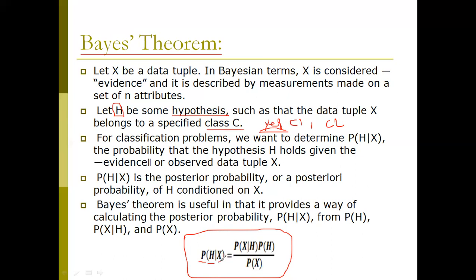Next, X. What is X here? X is a data tuple. What is X? X be a data tuple. This X is considered as evidence, and X is described by measurements made on a set of n attributes.